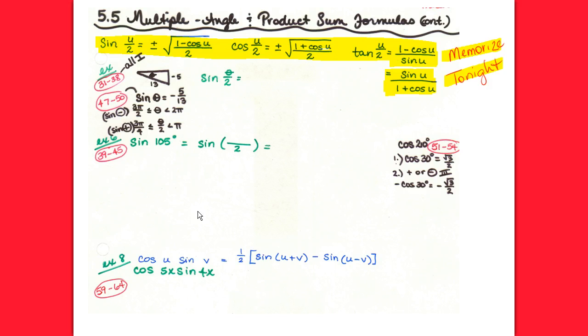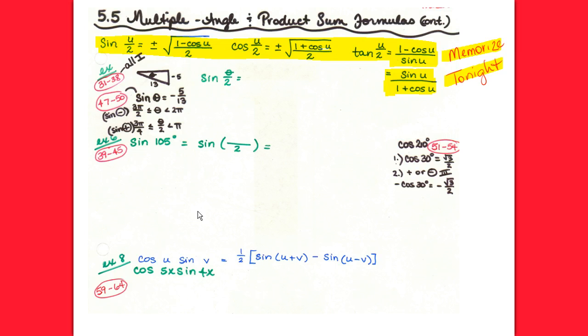Multiple angles and product sum formulas. So we did some multiple angles for the first half of this lesson. Remember we did like sine 2u. Now we had seen that before back when we were solving equations. They gave us those double angles. But again, the reason it's called a multiple angle is you're taking u and multiplying it by 2. That's a multiple of an angle.